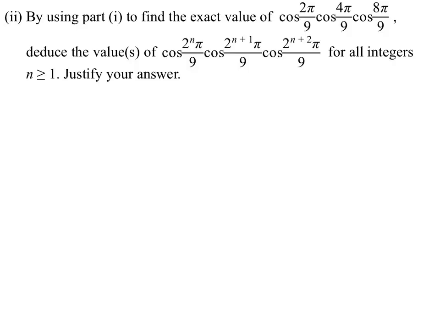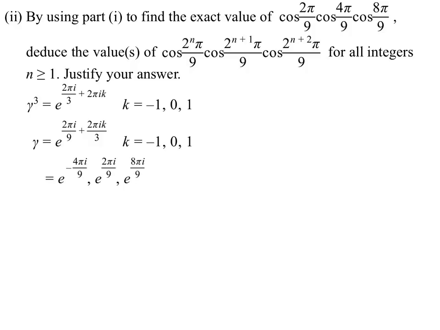Okay, well let's do the first part. Gamma cubed was equal to W. Our exponential is a periodic function, so I can add on 2 pi I k. I want 3 consecutive solutions. I've gone with -1, 0 and 1. Okay. Can divide by 3 and I'll get that gamma is e to the power of 2 I pi on 9 plus 2 pi I k on 3. There's my 3 solutions for gamma.